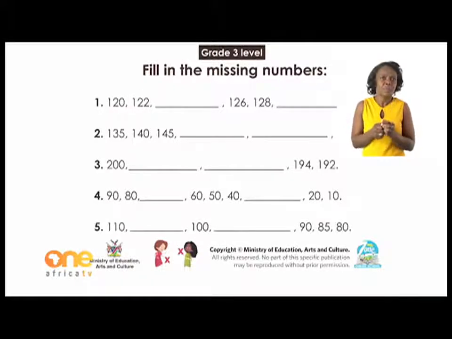You continue with number 4 as well. Number 4, they count 90, then they go to 80, and they will go to which number?